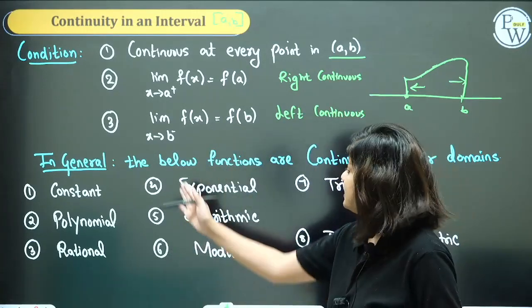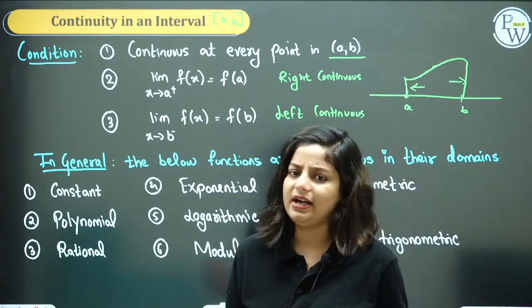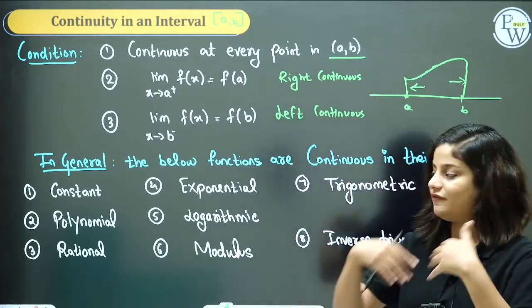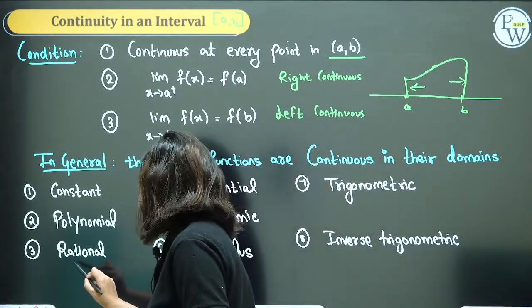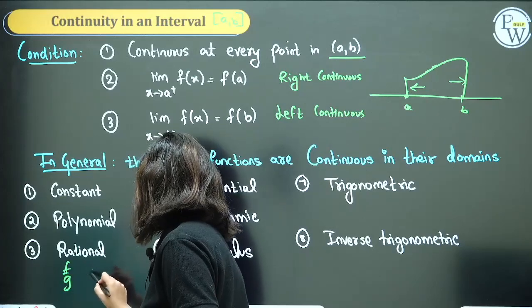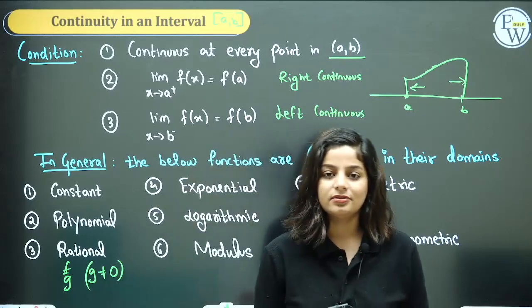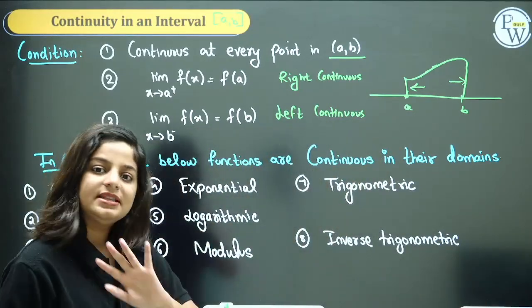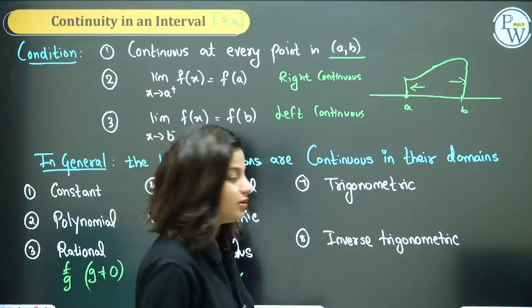What are the points? In general, all 8 functions which I have mentioned are continuous. Constant function, modulus function, exponential function, rational function, polynomial function. Rational function is your f by g. Ensure that denominator is not 0. Of course, it's known to us. Then logarithmic, modulus, these functions are always continuous. Modulus, you know, V-shaped curve, always continuous.